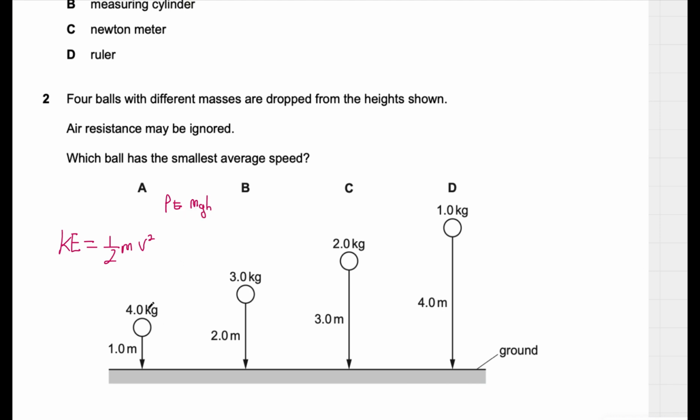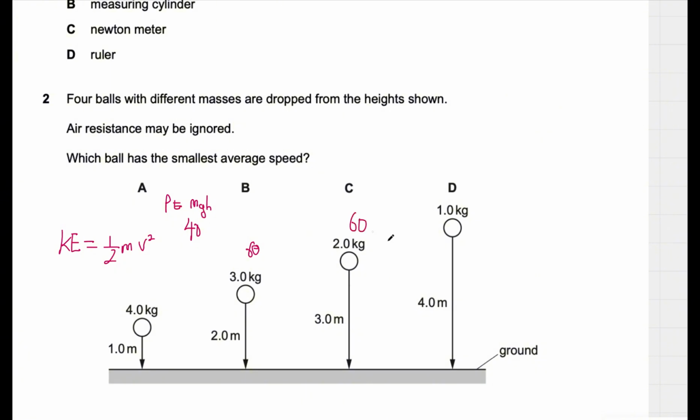The potential energy for A: mass is 4, so 4 times 10 is 40, times the height of 1, so 40. For B, 3 times 10 is 30, times 2, so 60. For C, 2 times 10 is 20, times the height of 3, so 60.